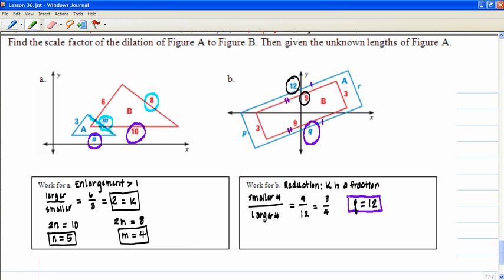Okay. Now R and P are going to have the same measures because 3 on one side of this quadrilateral B is congruent to 3 on the other side of quadrilateral B. And since A and B are proportional, the same thing must be true for quadrilateral A. Opposite sides must be congruent.